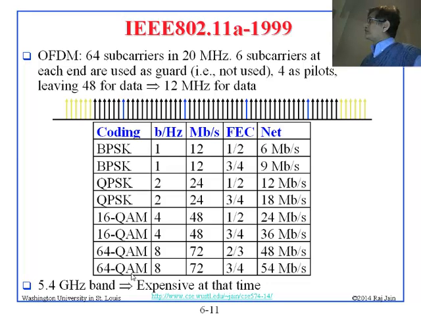And they took 64 carriers, and they don't use these 6 at the end because they might be affected by the other people. And so they are used as guards, and then 4 are used as pilots. So you have 48 for data.